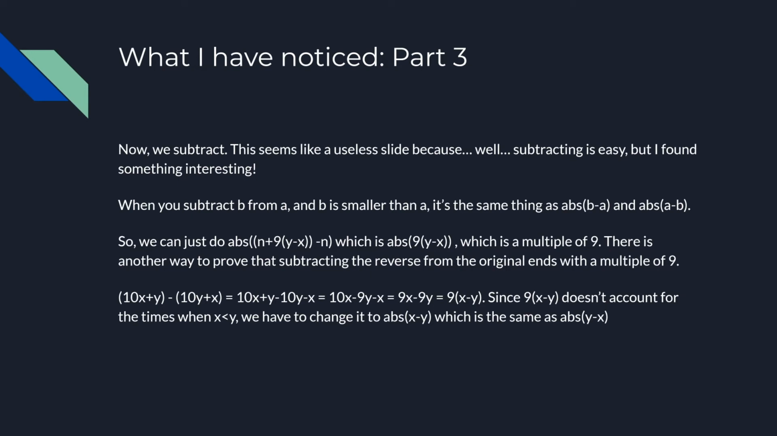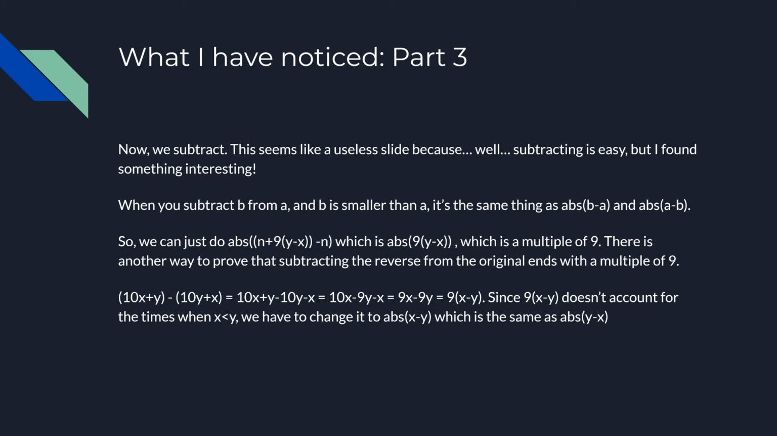So we can just do absolute of n plus 9 times y minus x minus n, which is the same thing as absolute of 9 times y minus x, which is a multiple of 9. There's another way to prove that subtracting the reverse from the original ends with a multiple of 9.